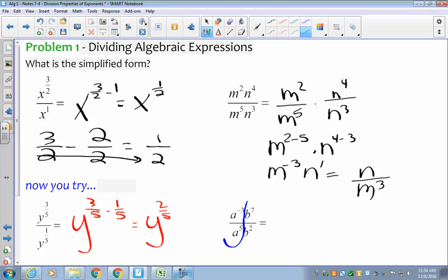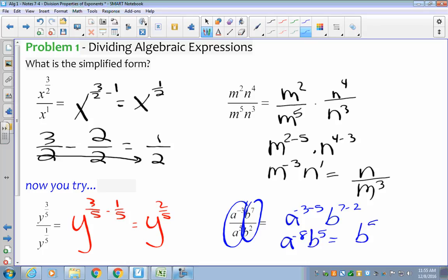And if we group our two letters together, our A's with A's and our B's with B's, we'll get A to the negative 3 minus 5 and B to the 7 minus 2. And that is A to the negative 8, B to the 5th. We want to keep the positive ones on the top and the negative ones go down below, but with a positive power.